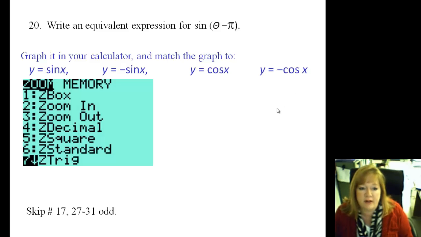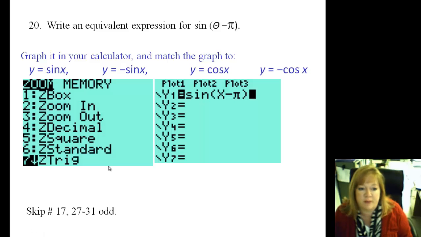A quick way to set your graphing calculator, before you look at these, make sure you know it has to go from about negative 2 pi to 2 pi. The quick way is the zoom button of your calculator underneath the window. The zoom button brings up these different things, and there's a ZTrig. That's an easy way to set it for a typical trig window. So if you just hit number 7, it automatically sets your window to the standard trig window. Alright, so we're going to put in y equals sine of x minus pi.